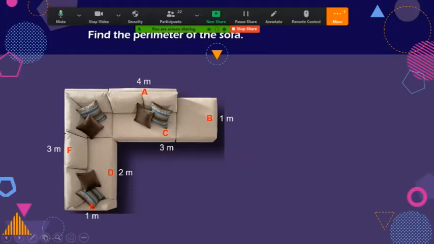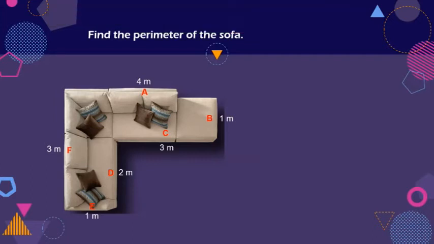Okay, one part of the sofa is a square. So anybody who can tell me what is the perimeter of the sofa? 14. Do you have any other answer? Yes, 14 what, class? 14 meters. Okay, I told you 14 meters.